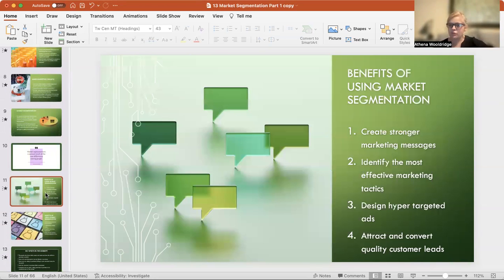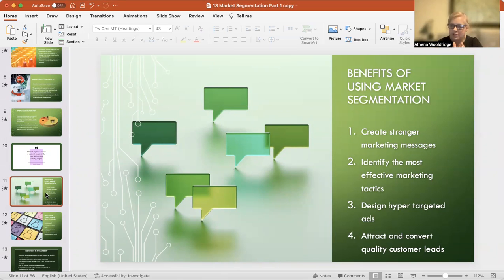What are the benefits of using market segmentation? We are able to create a stronger marketing message. They are tailored, specific, personalized. We get the best return on our investment because we are more effective in how we're saying it. If I'm marketing to 25 to 35-year-old women, I'm saying something different than when I'm marketing to 65 to 75-year-old men. It's a very different way we would talk to them and different places where we might reach them.